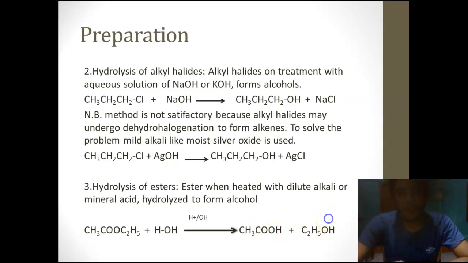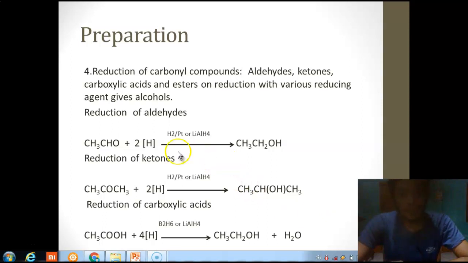Okay, so the next method of preparation we'll see is reduction of carbonyl compounds. Aldehydes, ketones and carboxylic acids can be reduced with various reducing agents, and upon reduction this will give alcohol. Various reducing agents may be H2, that is hydrogen, in platinum, then lithium aluminum hydride, then NaBH4, sodium borohydride. These can be used as reducing agents.